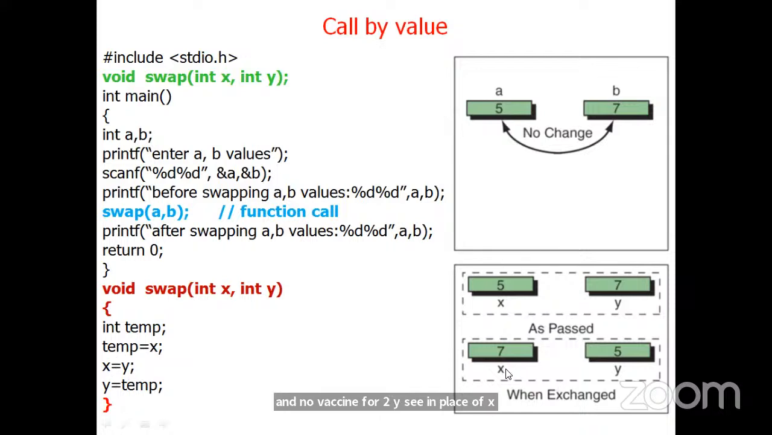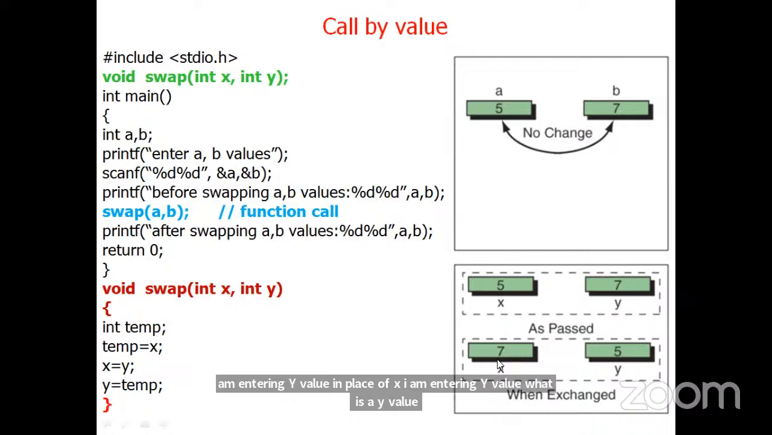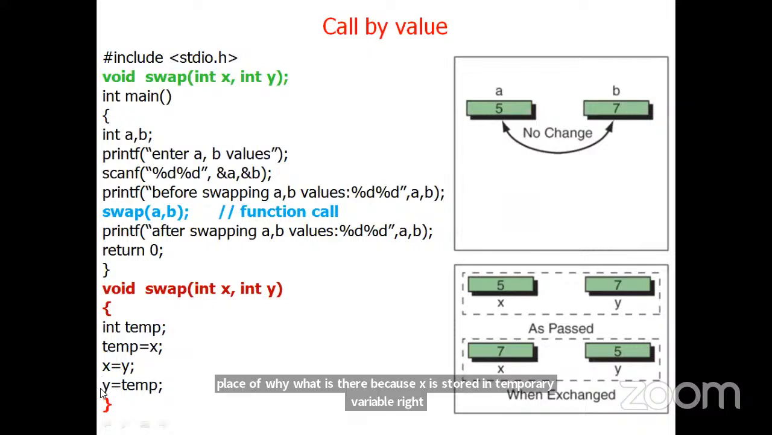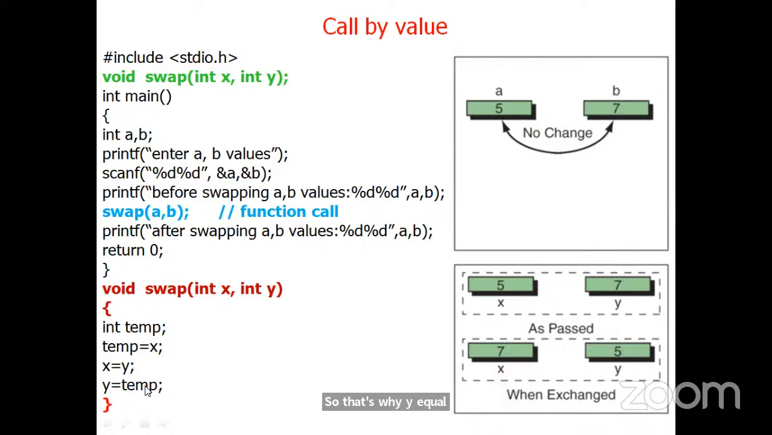In place of X, I am entering the Y value. What is the Y value? Y value is 7. That 7 I am placing into X. So in place of X, 7 will be stored. And in place of Y, what is there? Because X is stored in the temporary variable, right? So that's why Y equals temp. What is present in the temp? Temp is already stored 5. So in place of Y, the 5 will be assigned.